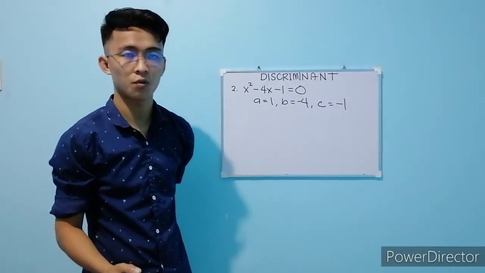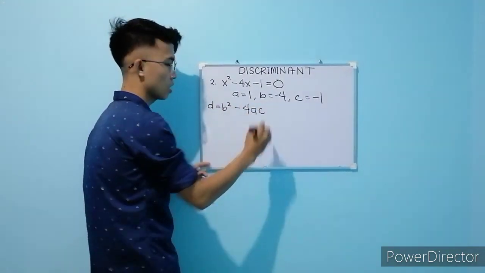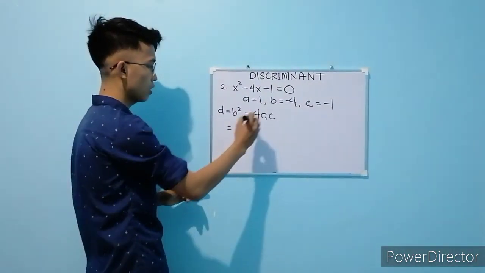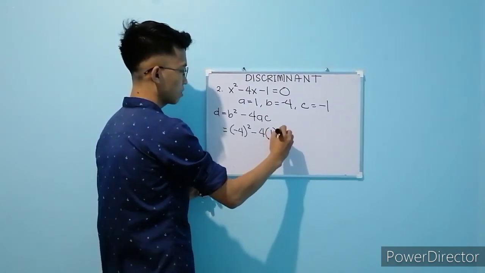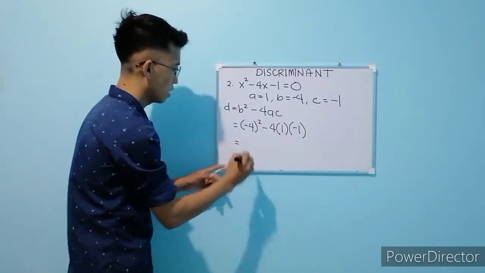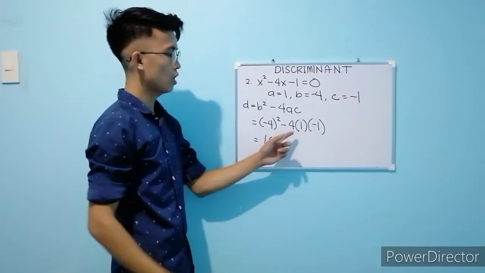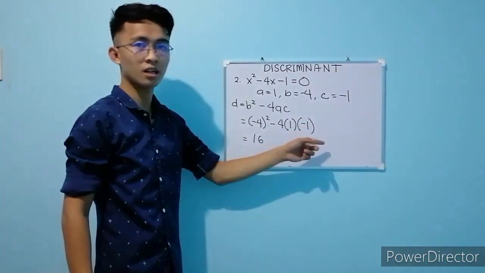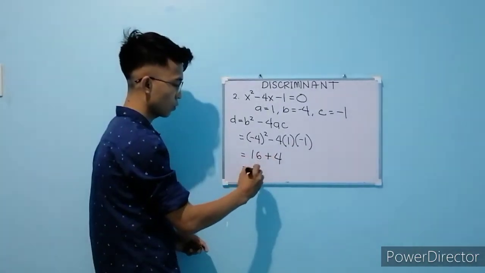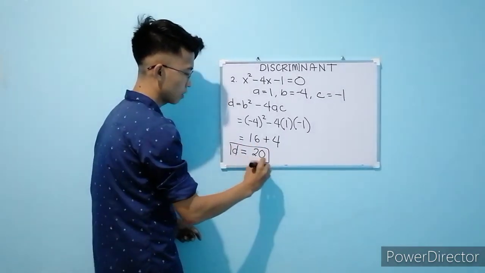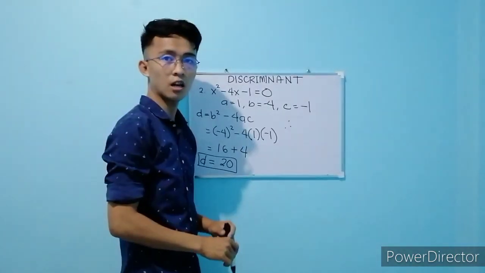Next, we need to write the formula of the discriminant. D is equal to B squared minus 4AC, or 4 times A times C. Let's substitute. The value of B is negative 4 squared minus 4 times 1 times negative 1. Let's simplify. Negative 4 squared, or negative 4 times negative 4, is positive 16. Then negative 4 times 1 is negative 4, times negative 1 is positive 4. Performing the operation, 16 plus 4, we have 20 as the value of the discriminant.